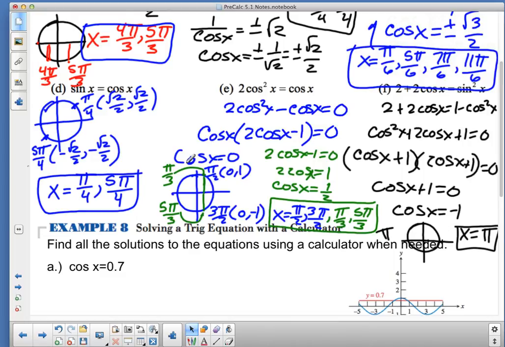Be real patient with yourself, but keep in mind we are still working pretty heavily with that unit circle. And if you're not very comfortable with it, it makes it more difficult. So make sure you're going to be covering that.